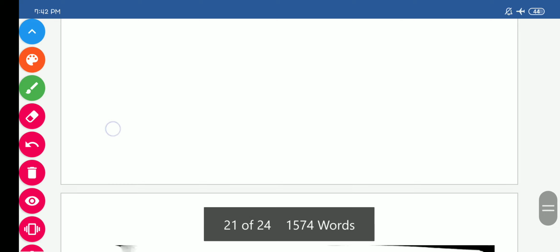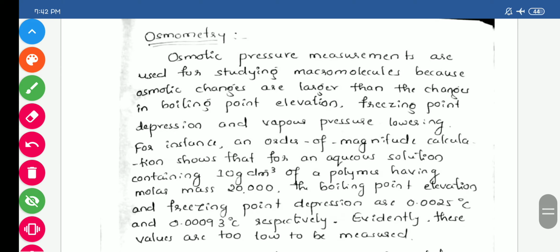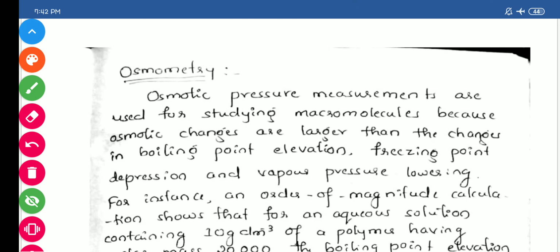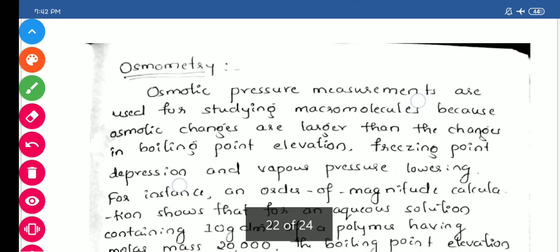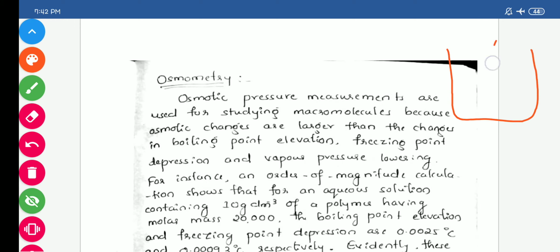So we will move to this osmometry. Before moving to osmometry, you must know what you mean by osmosis. What you mean by osmosis, you already learnt at PUC level. Osmosis means the flow of a solvent molecule or a water molecule from a region of higher concentration to a region of lower concentration through a semi-permeable membrane. That is called osmosis.